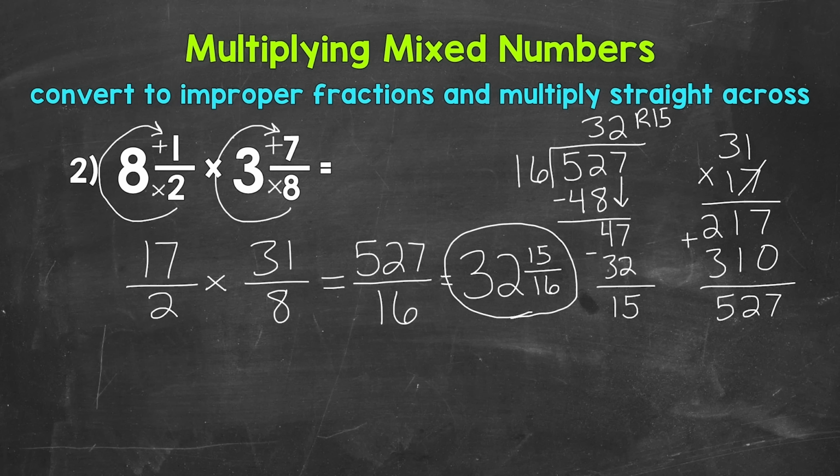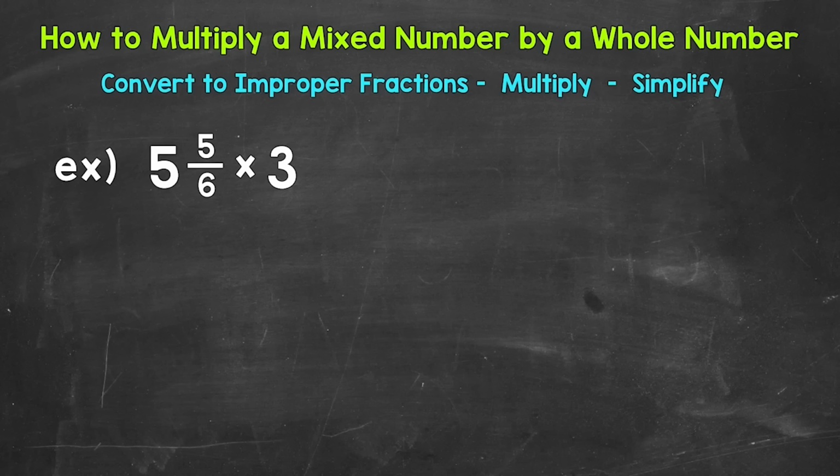So there you have it. There's how to multiply a mixed number by a mixed number. Let's move on to multiplying a mixed number by a whole number. Now we will take a look at multiplying a mixed number by a whole number. Let's jump into our example where we have 5 and 5/6 times 3.